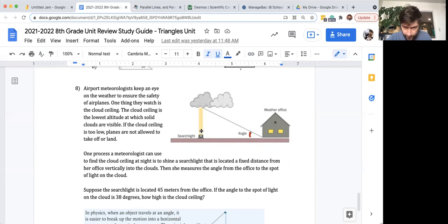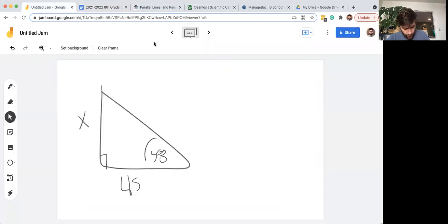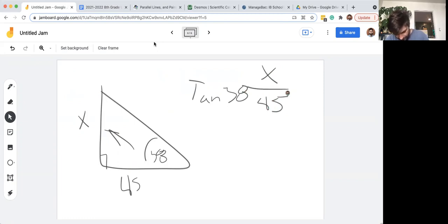So anytime we've got something vertical and horizontal, we know it's a right triangle. We know this is 45 and this angle is 38. And we're looking for this vertical distance. So we've got a tan problem because we are looking for the opposite side and we know the adjacent. So the tan of 38 would equal x, my opposite side, over 45. And now multiply both sides by 45, and I get 45 times the tangent of 38 is x.